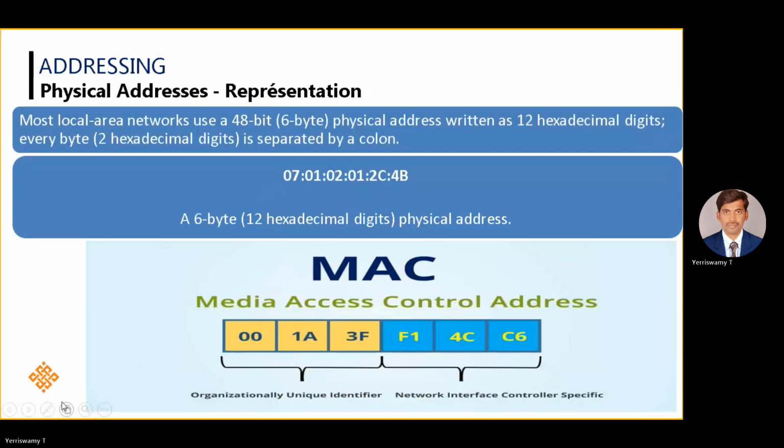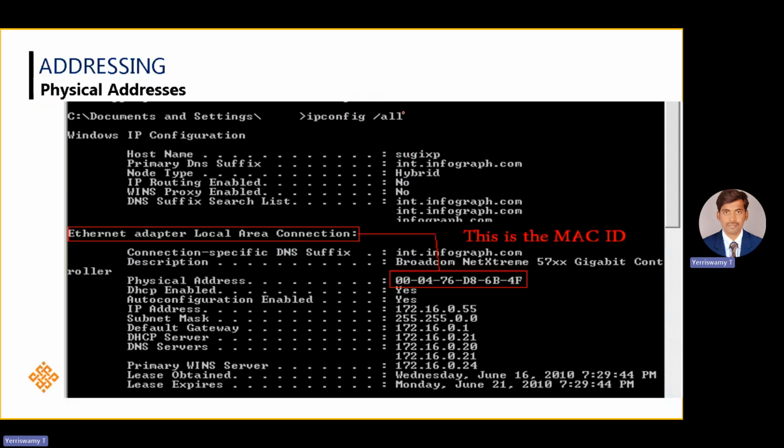Among these 48 bits, you can see the first 3 blocks, 24 bits, are mainly used for the organizational unique identifier. The remaining 3 blocks, 24 bits, are used for the network interface controller specific part, so it depends on the network. So this is the representation of a MAC address. Hope it is clear. So that is what I told you. Just type ipconfig slash all, capital or small, then the MAC address will be displayed.